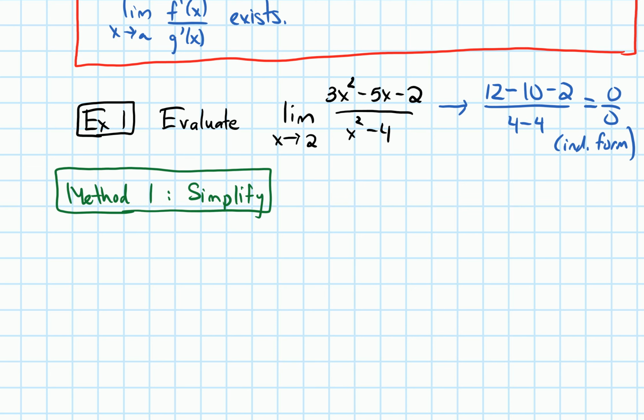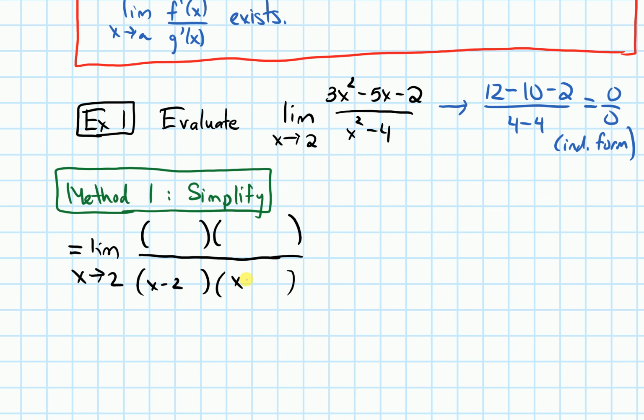All right, so if we simplify, we get the limit as x approaches 2. We'd want to try to factor the top and the bottom. The top does factor, and so does the bottom. I think the bottom is maybe a little bit easier. That's just a difference of squares: x minus 2 and x plus 2.